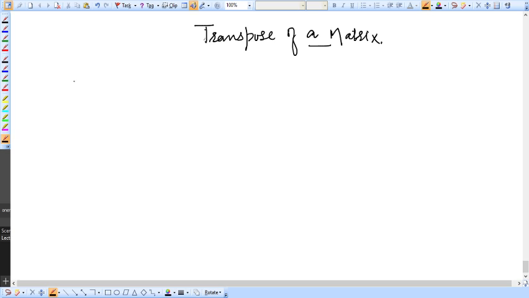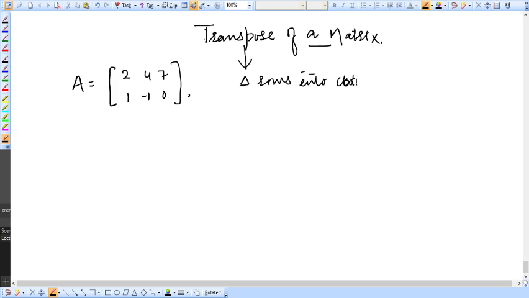So see, if you have a matrix A equal to 2 4 7 1 minus 1 0, and you want to find out its transpose, it means changing rows into columns, right? Changing rows into columns. Okay, so see here, it is denoted by A prime. Some people write A T.